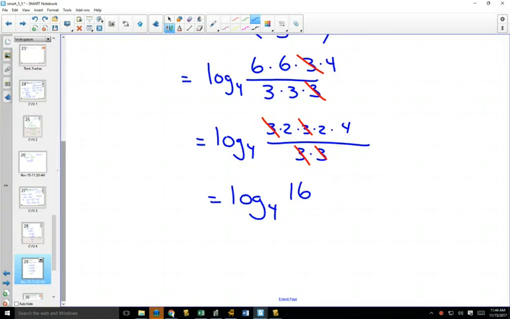What does a log mean? It solves for an exponent. 4 to what power is 16? 4 squared is 16, so the answer is 2. All right, question number 13 from this one.